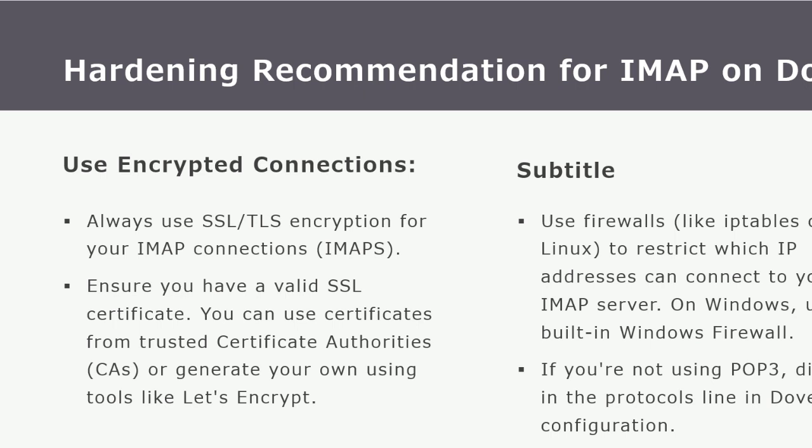Using a firewall is another important step to restrict which IP addresses can connect to your IMAP server. On Windows, use the built-in Windows firewall. If you are not using POP3, disable it in the protocol line in the Dovecot configuration.